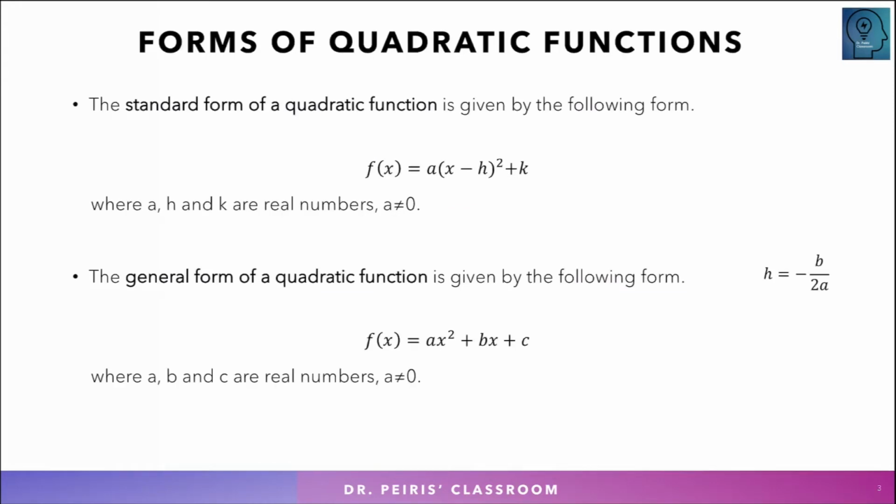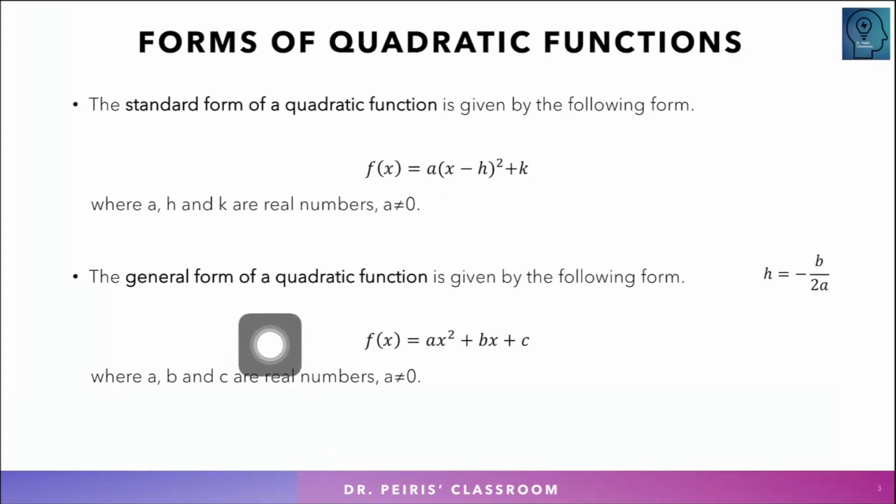So we know there are two forms of quadratic functions. The first one is the standard form. The standard form is given in this form: f of x equals a times x minus h squared plus k. And if it is in this form, we know that the vertex is h comma k. And all the a, h and k are real numbers. A cannot be equal to 0.